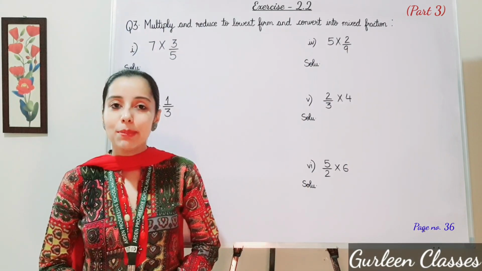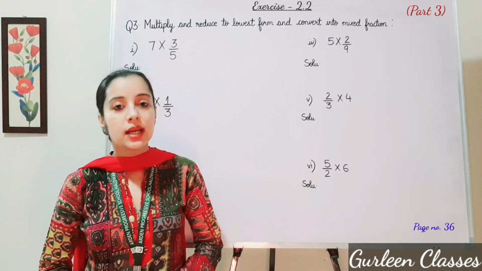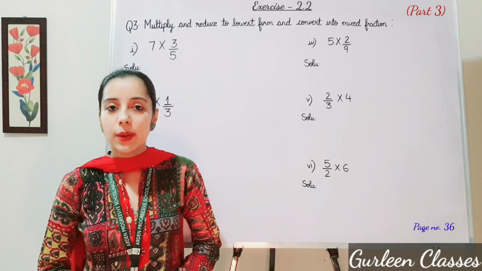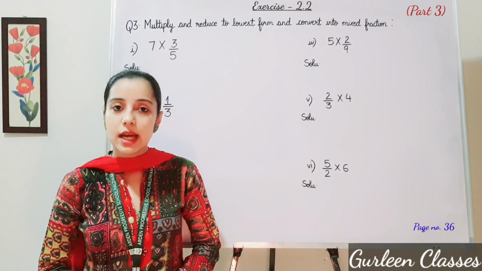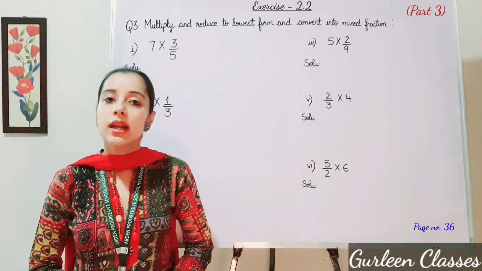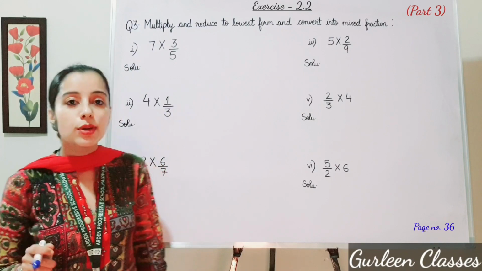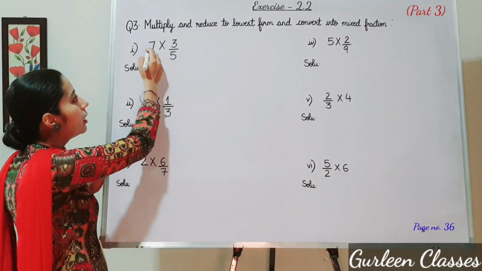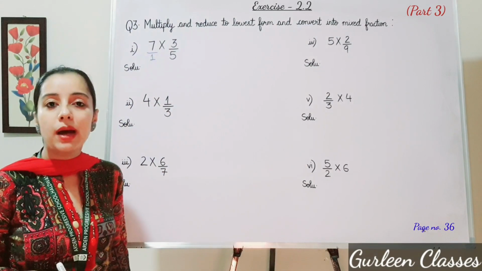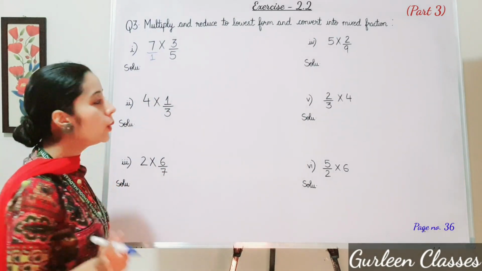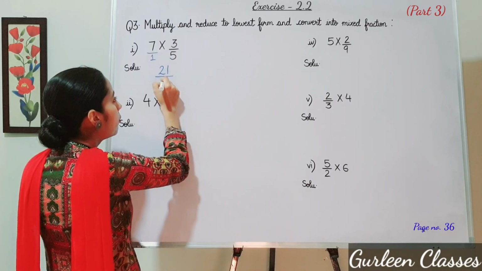Question number 3. Multiply and reduce to lowest form and convert into mixed fractions. Students, if you remember, I explained to you how to convert improper fractions into mixed fractions. If you missed that part, you can click the I button. Now first part, 7 into 3 upon 5. If you see here, no number is written here. It means upon 1. You simply have to multiply the numerators. 7 into 3. 7 3s are 21 upon 5.